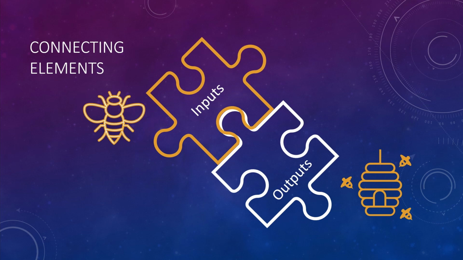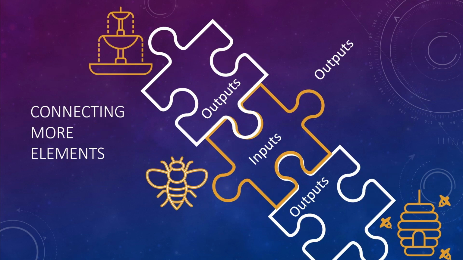So this is how we connect the two. We've connected the bees to their hive. We've created a beneficial connection. And we can connect more elements. We could put a fountain near the hive so that the bees can get their water.